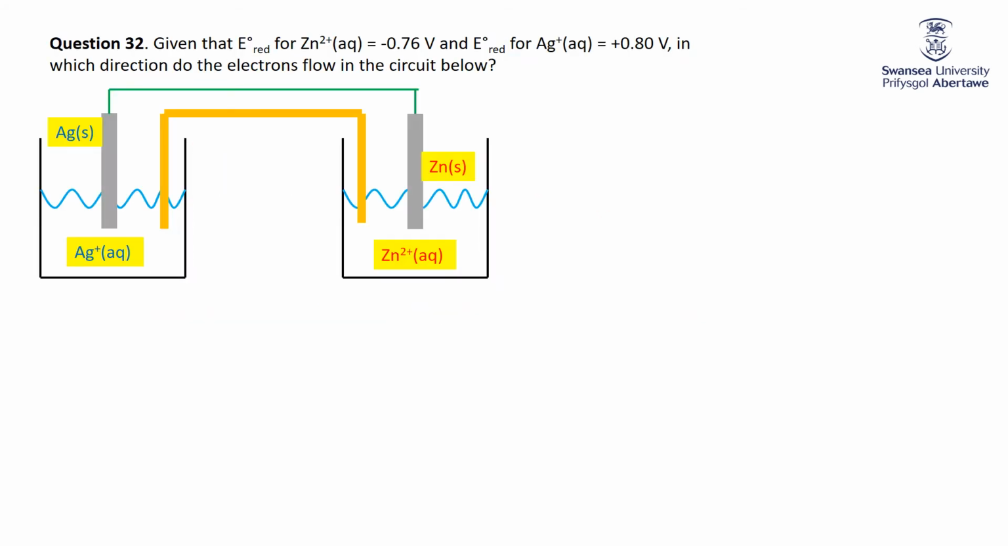You've got a pretty little cell here, right? Given that E red for Zn2+ is minus 0.76 volts and the reduction for Ag+ is plus 0.8 volts, in which direction do the electrons flow? Well, when we look at what we've got here, we've got zinc and zinc 2+, and we're told that the reduction potential for that is minus 0.76. We also have silver and silver plus, and we're told the reduction potential for Ag+ going to Ag is plus 0.8 volts. So one of these has to be flipped.